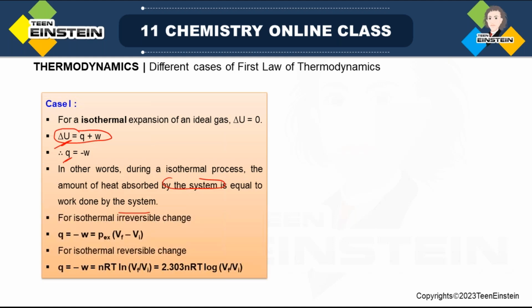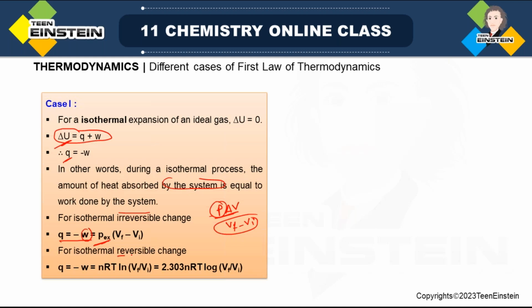So for isothermal irreversible change, irreversible and reversible we have also seen in the last class, right? Irreversible change means there will be a sudden change and the pressure is fixed here, which is P external. So Q equal to minus W, that we have already seen, and this W is basically P into del V. Del V means Vf minus Vi, and this P is basically P external, the pressure that we are applying from outside. So for isothermal irreversible change, this is the formula: Q equal to minus W, which is also equal to external pressure multiplied by del V, where del V means Vf minus Vi.